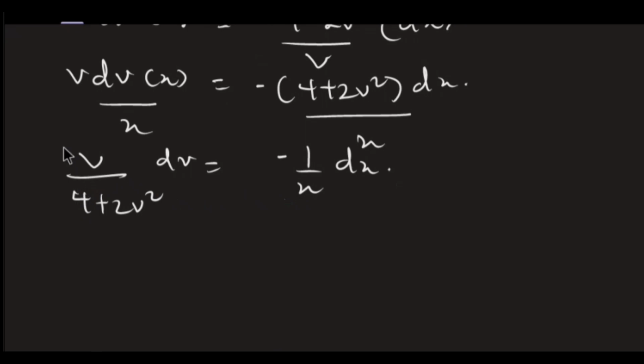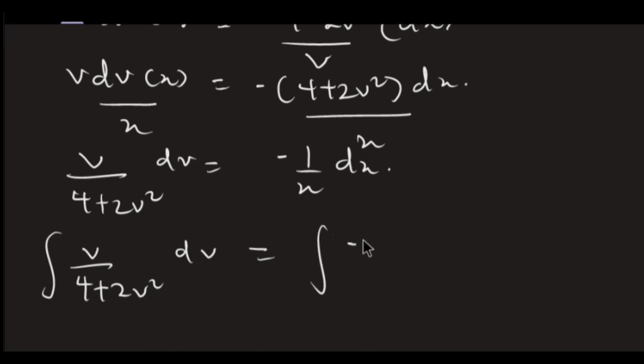At this point I'm to integrate both sides, so the integral of v over 4 plus 2v squared dv should be equal to the integral of negative 1 over x dx.